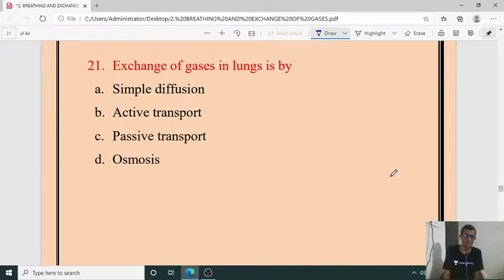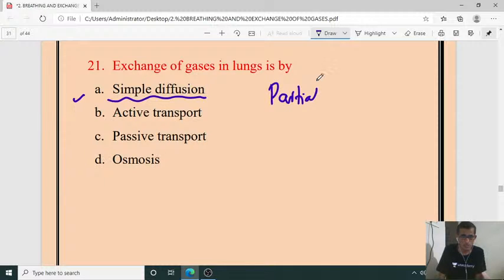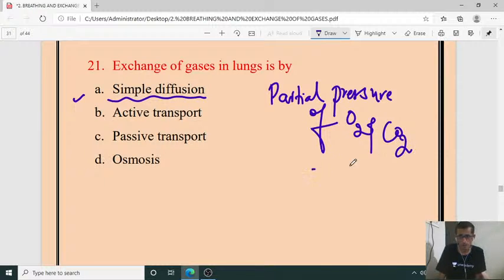Okay, the next question is number 21. Exchange of gases in lungs is by what? It is by simple diffusion according to the partial pressure of oxygen and carbon dioxide. Okay, yes, osmosis. Yes, Sureka, you are right.